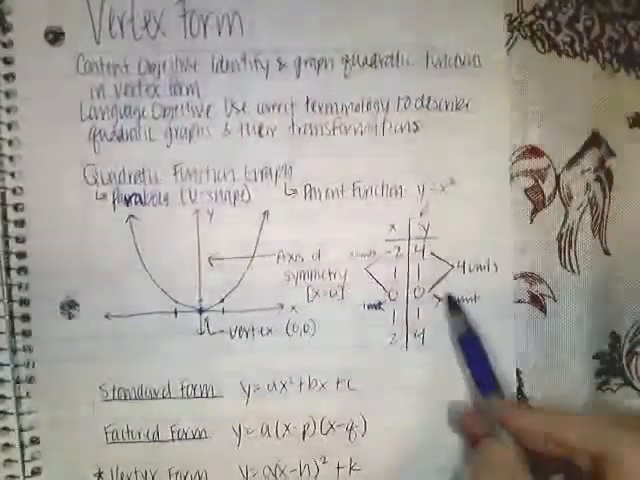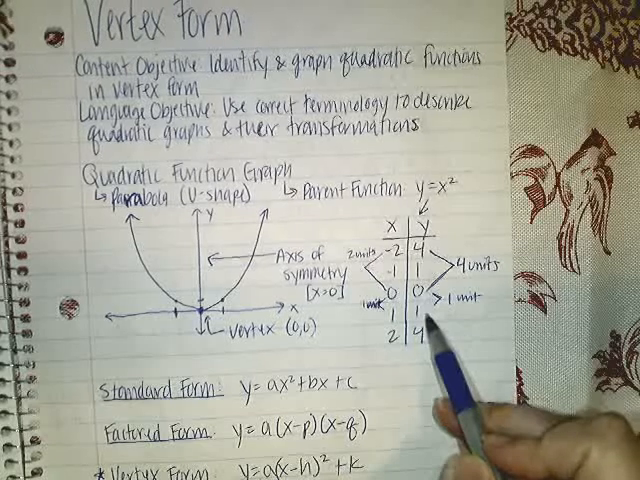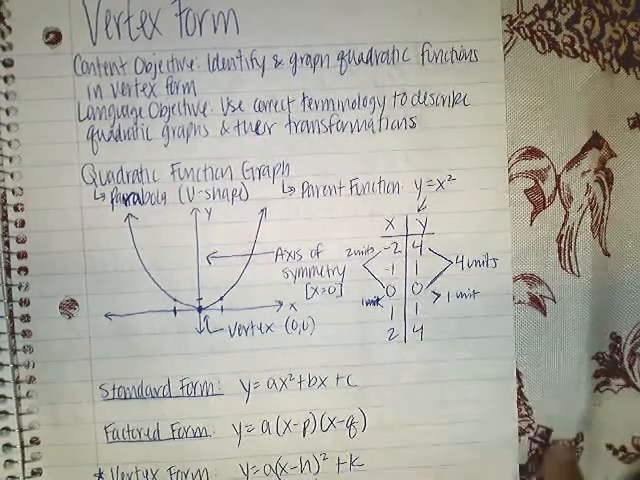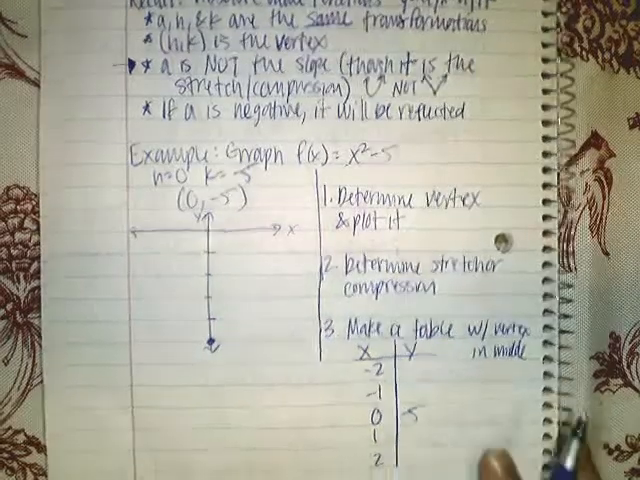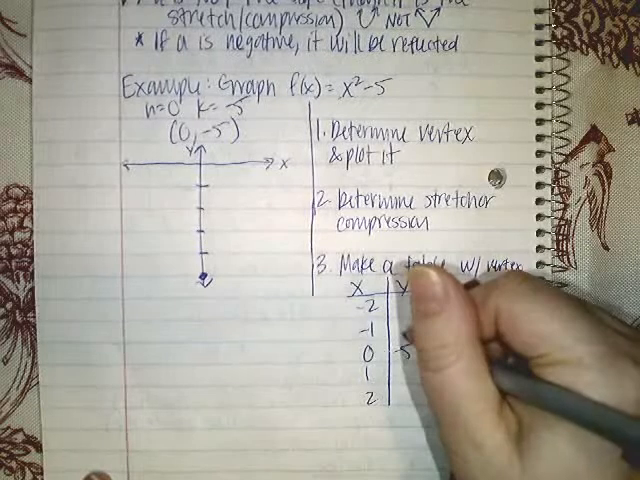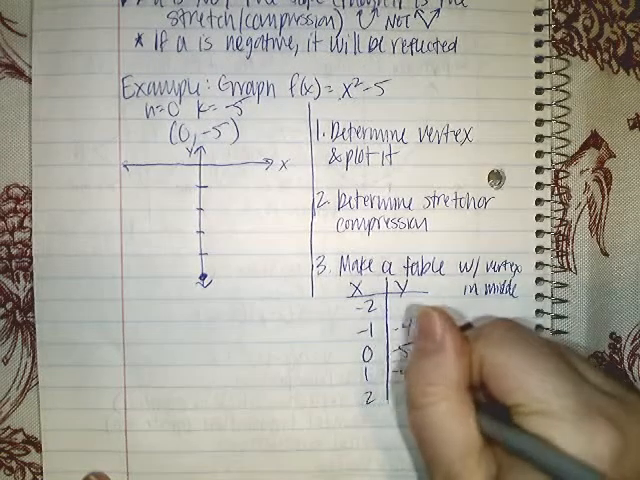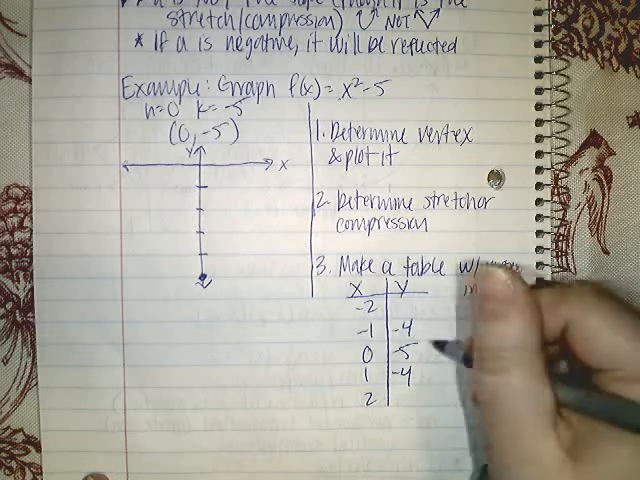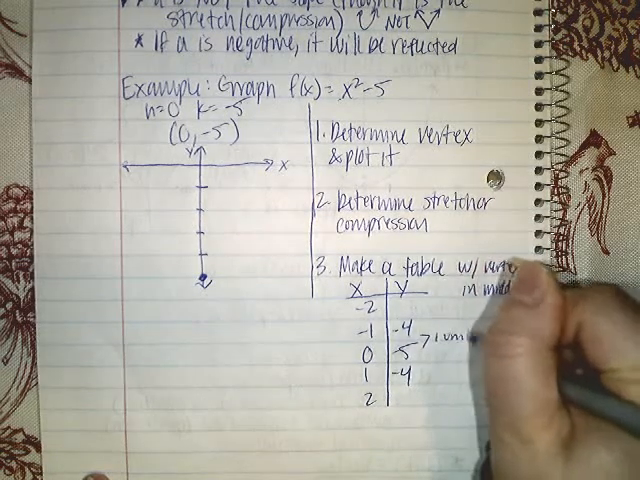So I know it's only going to go 1 unit when I go 1 unit from the x, and then it's going to go 4 units when I go 2 units in the x. So what I'm going to do here, 1 unit from -5 would be -4. So I know each direction here will be -4.